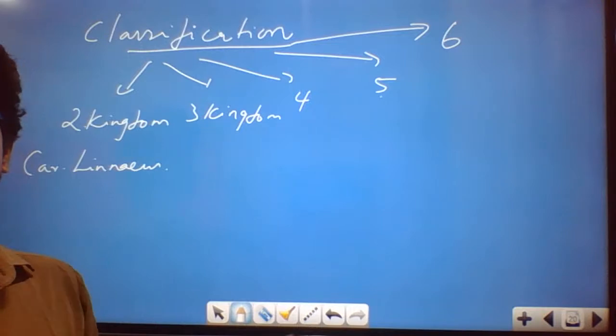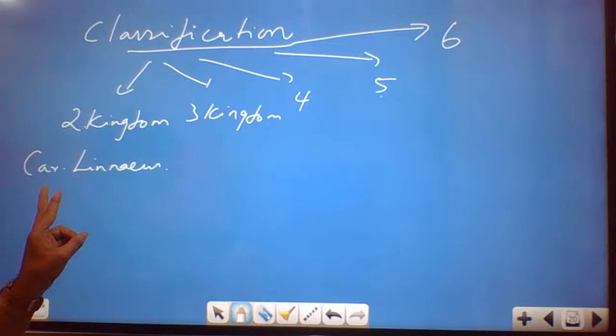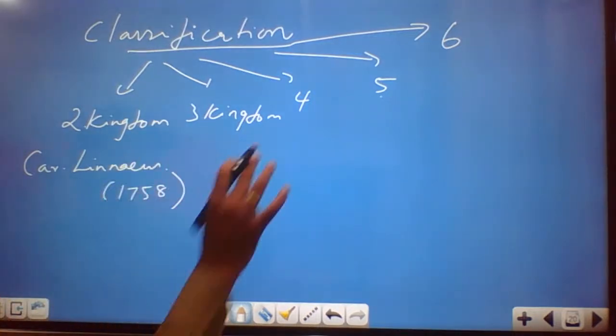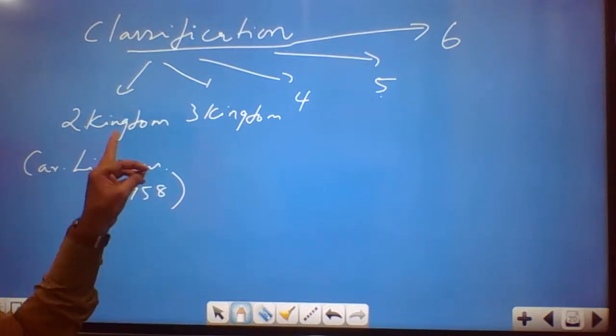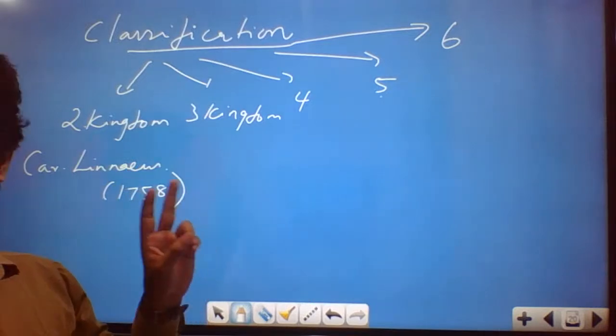It just classified plants and animals. So here, only a two kingdom classification by Carolus Linnaeus in the year 1758. Guys, this area can get questions as far as scientists are concerned. Carolus Linnaeus proposed a two kingdom concept and classified only the plants and animals.